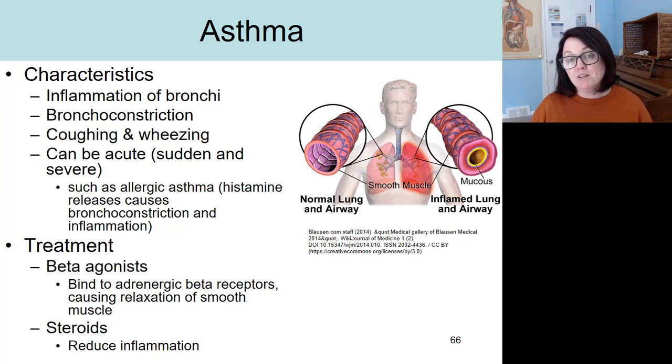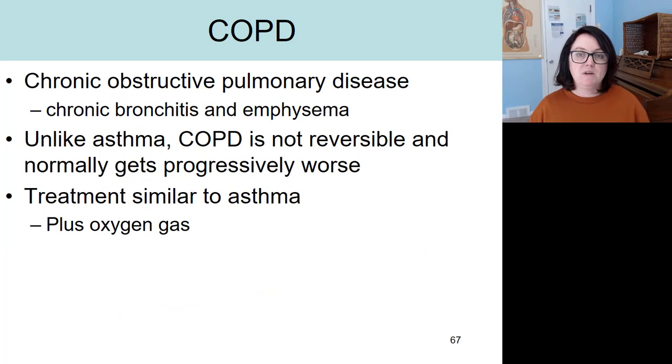And when they bind to epinephrine, norepinephrine, or a similar compound, it causes relaxation of the smooth muscle. So these beta agonists can decrease that constriction, relaxing those smooth muscles, making the lumen of the bronchi larger. Steroids are also used to treat asthma, and steroids reduce inflammation. By reducing the inflammation, we are going to increase the diameter of the lumen of the bronchi, making it so that more air can flow.